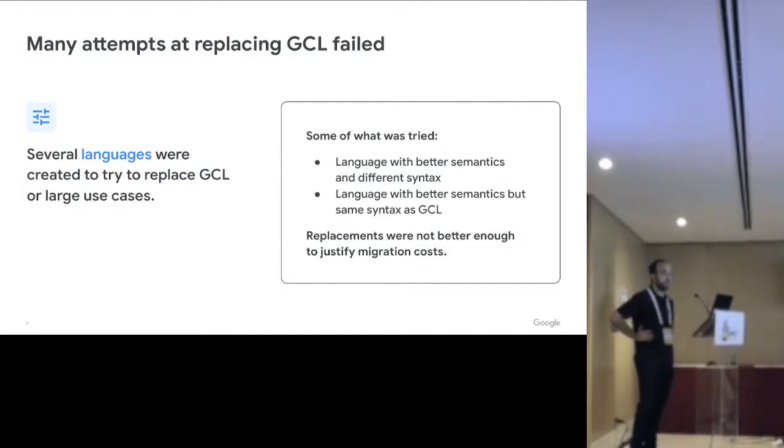One had better semantics, but with different syntax. They weren't able to figure out how to roll it out. The other one had better semantics, but they kept the same syntax. If we don't change the syntax of the language at all, surely we can make a change to how it behaves, right? Right, everyone? That also didn't work. Basically, it came down to they were better, but not better enough to justify all the cost of migration.